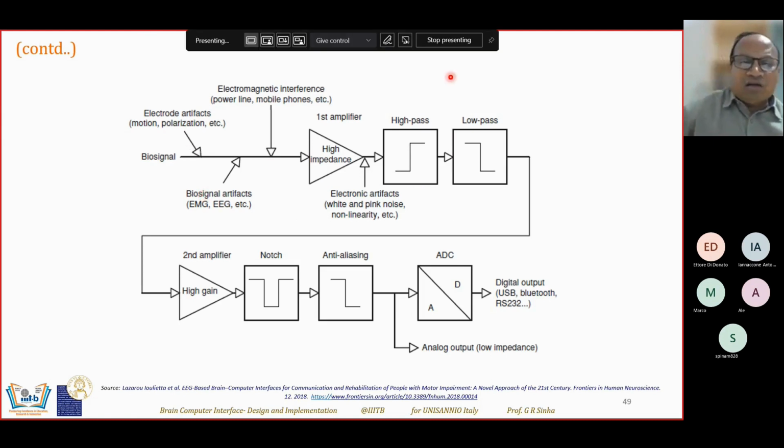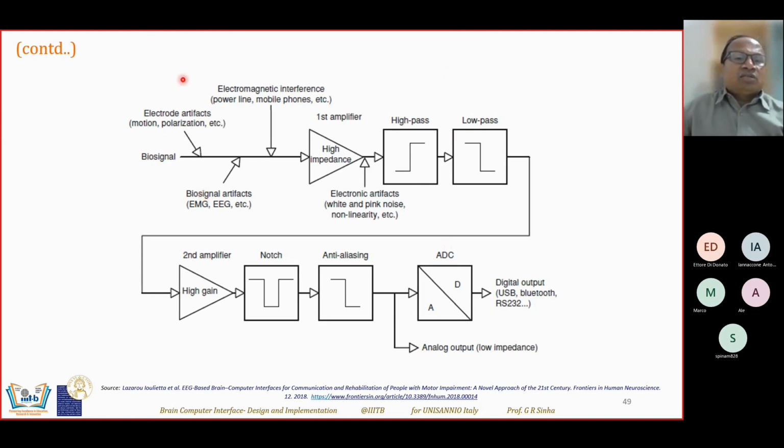So this is a little more description about the same thing. Look at here, a biosignal is recorded. Electrode artifacts, what are the artifacts? There may be electromagnetic polarization, interference, movement of your eyes, blinks. That may create problems related to electrode artifacts. Then comes biosignal artifact. EMG, EEG, they have their own artifact. And then electromagnetic interference like power line interference, or a nearby mobile phone operating, so that might interfere, etc.